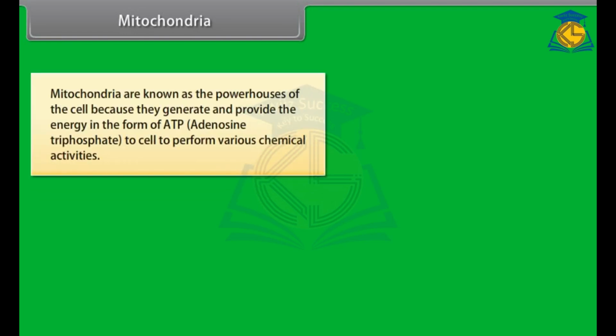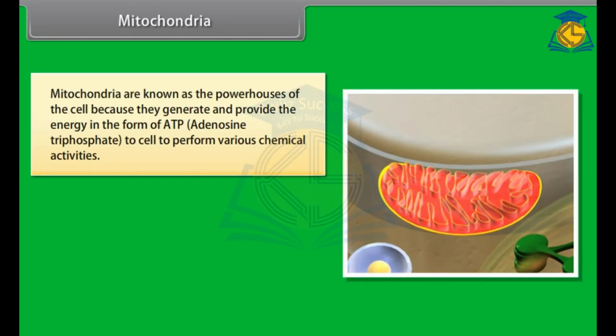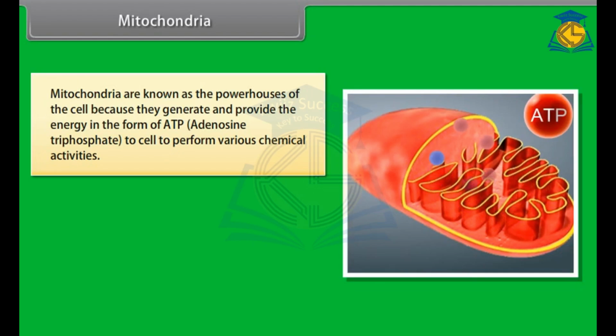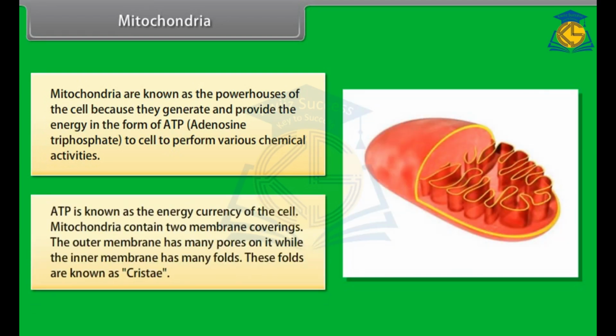Mitochondria. Mitochondria are known as the powerhouses of the cell because they generate and provide the energy in the form of ATP, adenosine triphosphate, to cell to perform various chemical activities. ATP is known as the energy currency of the cell. Mitochondria contain two membrane coverings. The outer membrane has many pores on it, while the inner membrane has many folds. These folds are known as cristae.